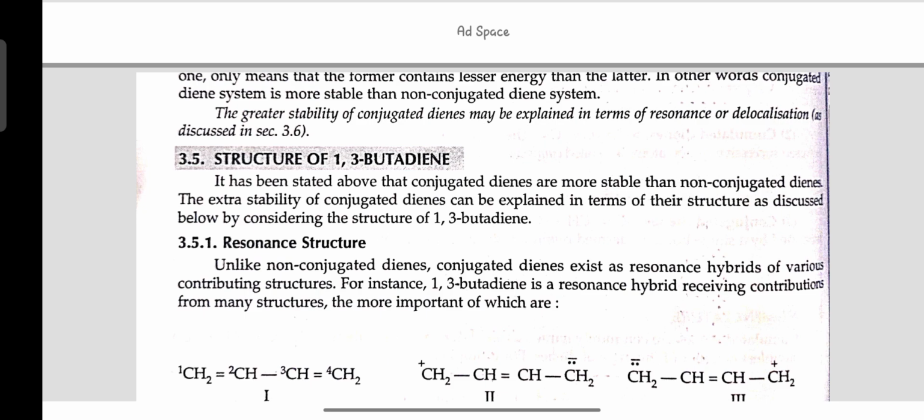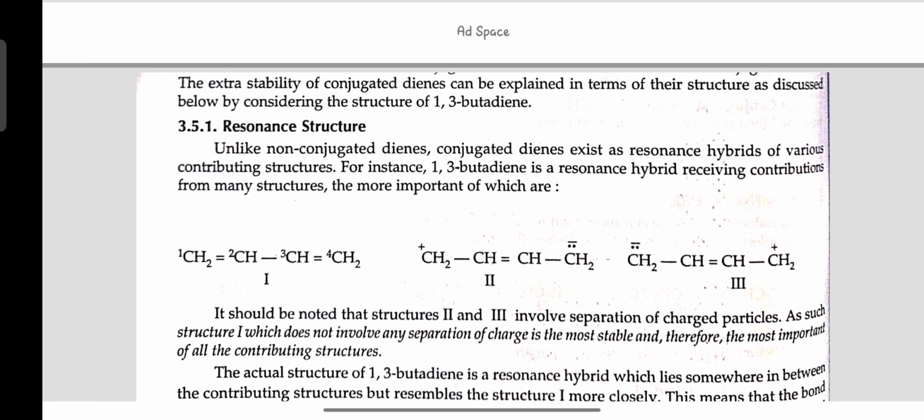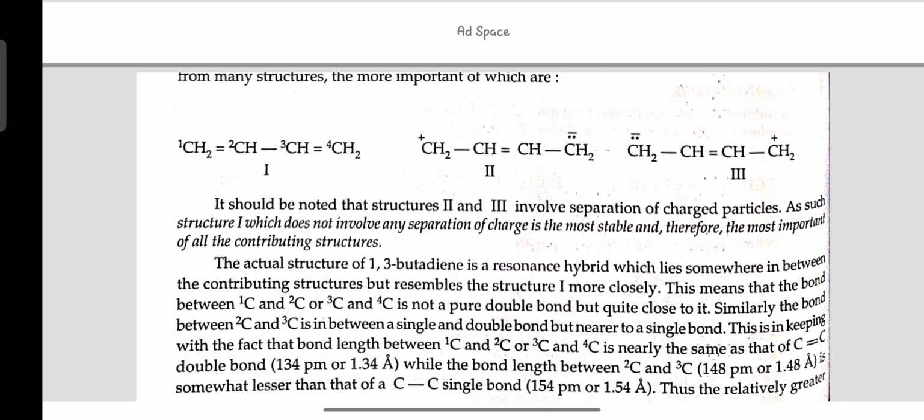3.5.1 Resonance structure. Unlike non-conjugated dienes, conjugated dienes exist as resonance hybrids of various contributing structures. For instance, 1,3-butadiene is a resonance hybrid receiving contributions from many structures, the more important of which are first structure, second structure, and third structure. It should be noted that structures 2 and 3 involve separation of charged particles. As such, structure 1, which does not involve any separation of charge, is the most stable and therefore the most important of all the contributing structures.